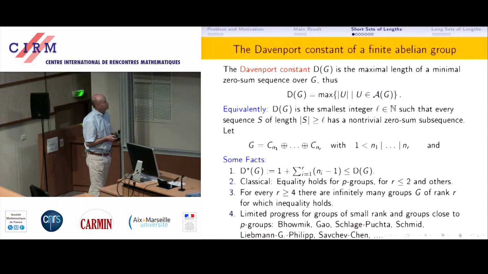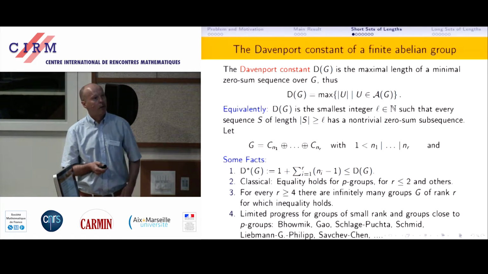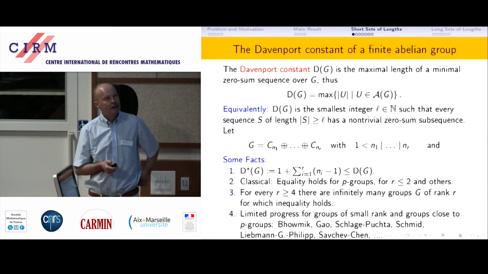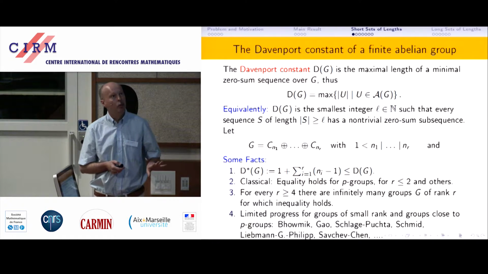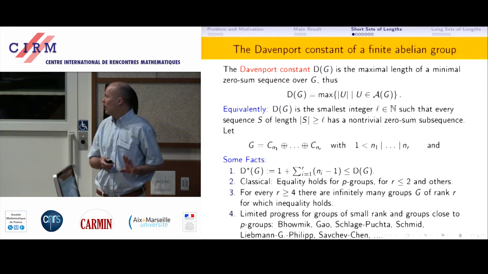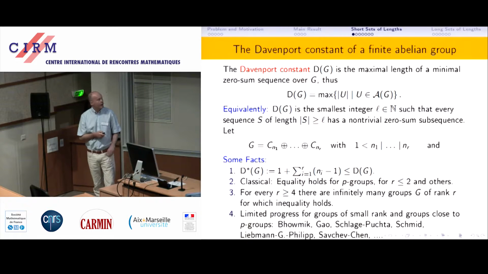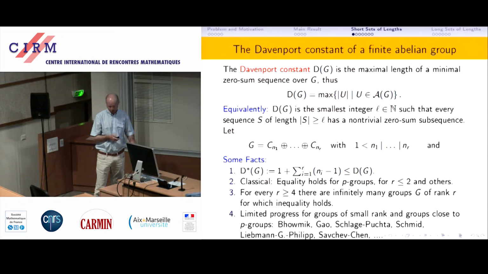There is recent work on the Davenport constant. Here you see a number of colleagues who have worked on it in recent years, but the state of the art is far away from a precise formula for the Davenport constant. The question is still open whether we have equality here for rank 3 groups. It is open whether equality holds for groups of the form C_n to the power of r.